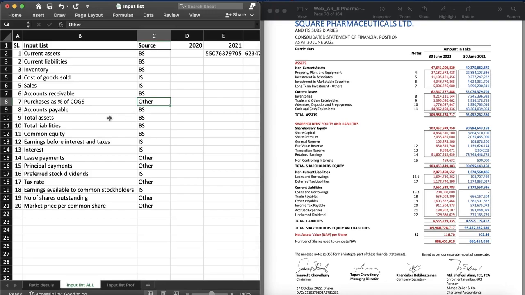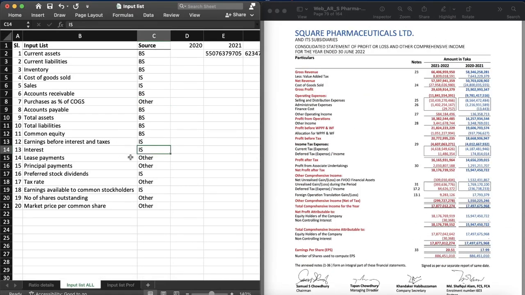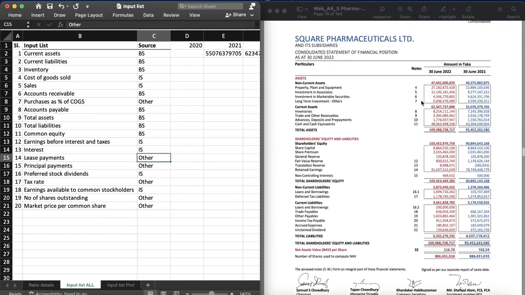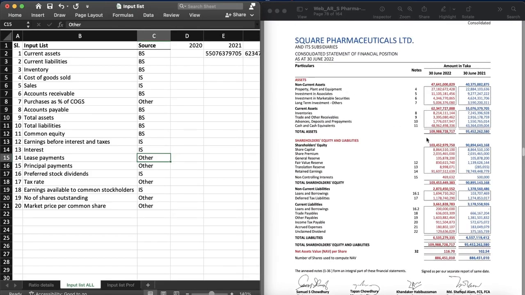Accounts payable, total asset, total liabilities, common equity, all are from the balance sheet. Then earning before interest and taxes, sometimes it is also called operating income. For example, lease payment, you cannot find it directly in the income statement or balance sheet. Perhaps you may get it from the notes to the financial statement. The notes are actually further elaboration of the different income statement and balance sheet items.